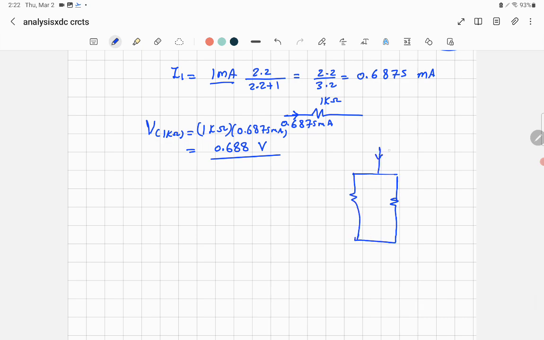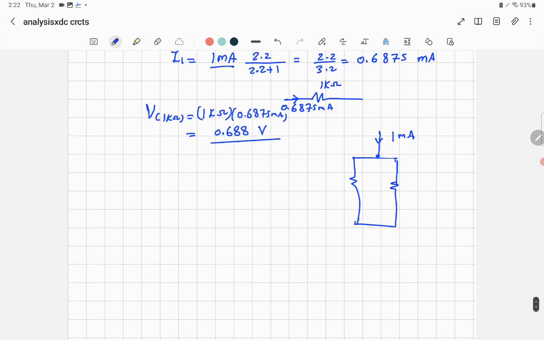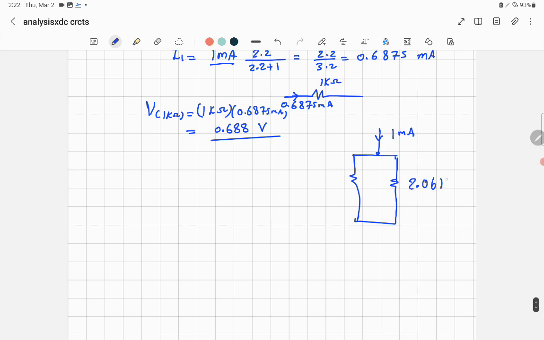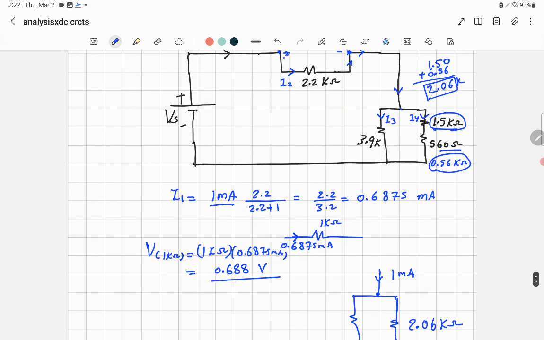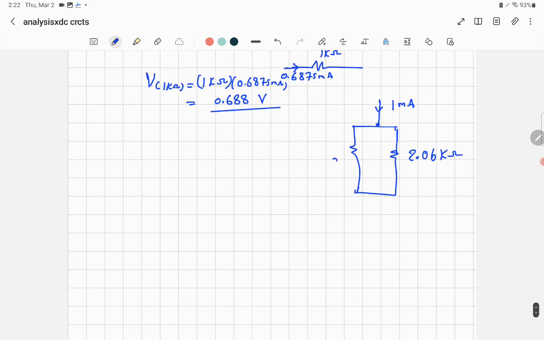And remember that 1 milliamp entering this node, and the value of this resistance is 2.06 kilo ohm, and the other one is 3.9 kilo ohm. We call this I3. So I'll find I3. I3 will be equal to the total current, which is 1 milliamp, multiplied by the opposite resistor, 2.06 kilo ohm, divided by the sum, 2.06 plus 3.9 kilo ohm. Let me do that on the calculator.